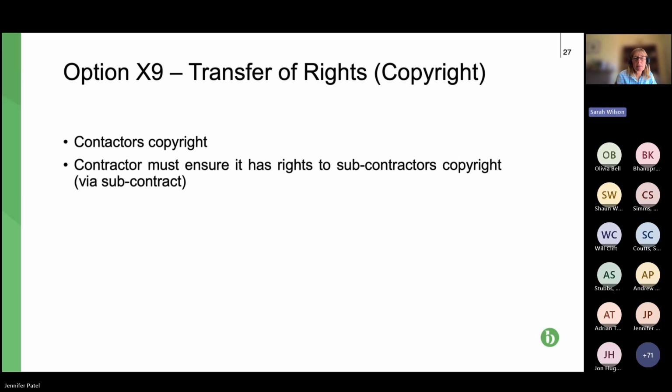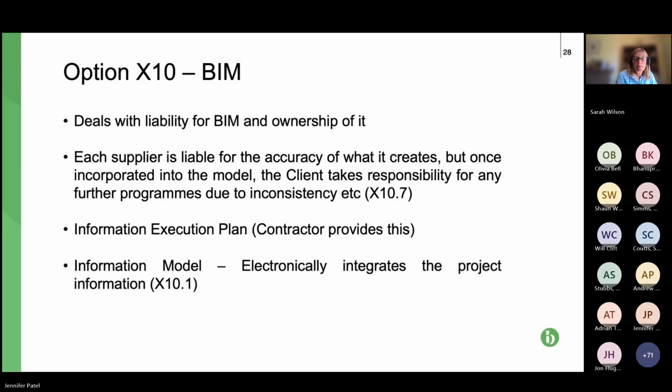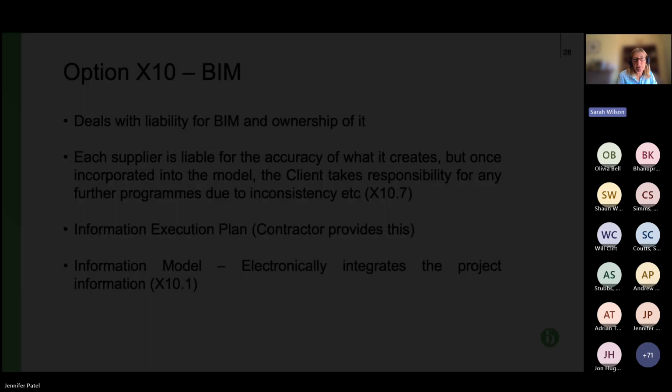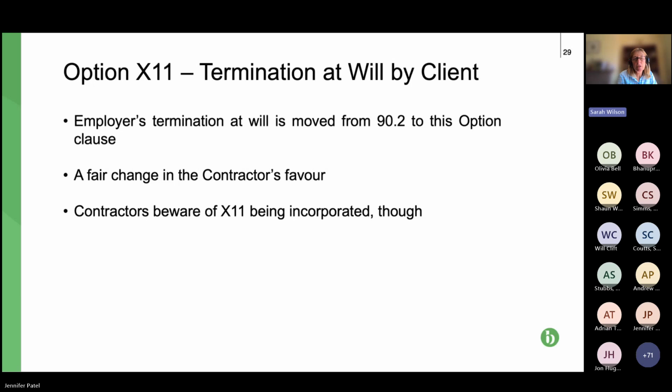Next slide, please. X10 deals with BIM. I'm not going to go through that. The slides are there that you can look at if you want to.